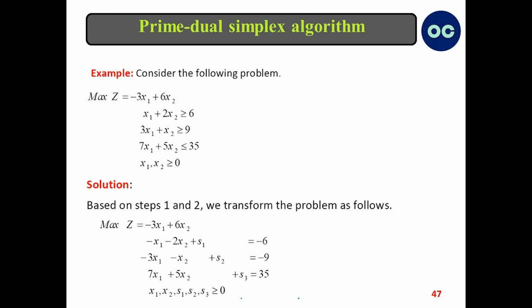So let's look at an example, a very important example. We will follow the primal-dual simplex method. Follow steps 1 and 2. We transform the model accordingly. So we should first multiply constraints 1 and 2 by -1 and then add the slack variables, so we have this model.